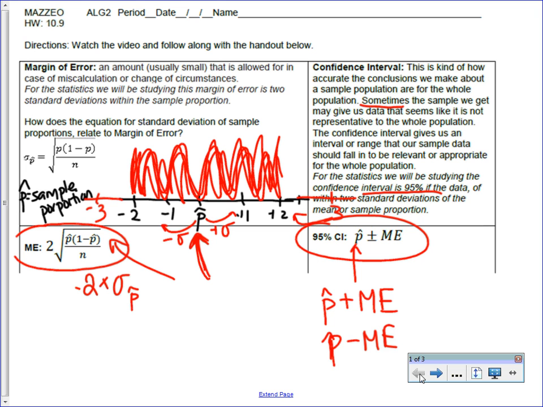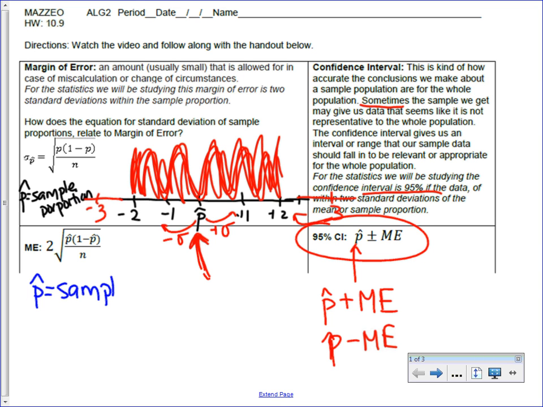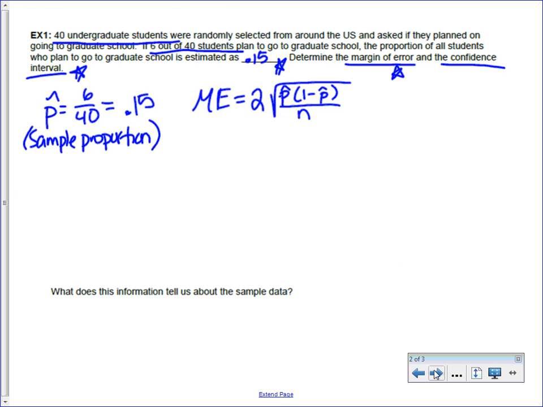I'm going to go back and just write that information in. So down here where we wrote margin of error, that would be important. We want to just denote what this stands for, which is sample proportion, and N is the sample size. Okay, so in our specific question here, our sample proportion is 0.15 and our sample size was out of 40.